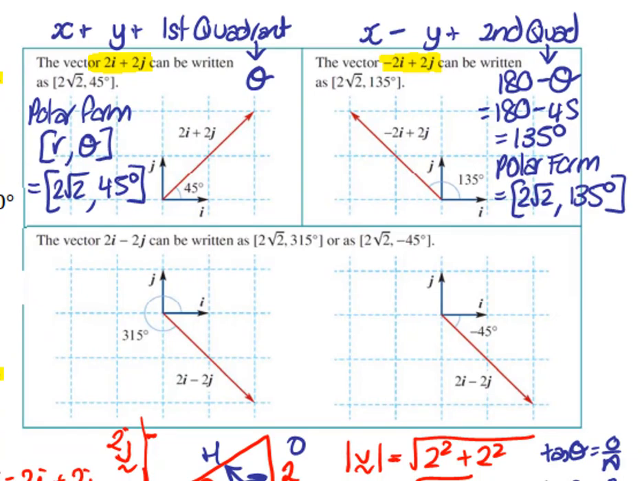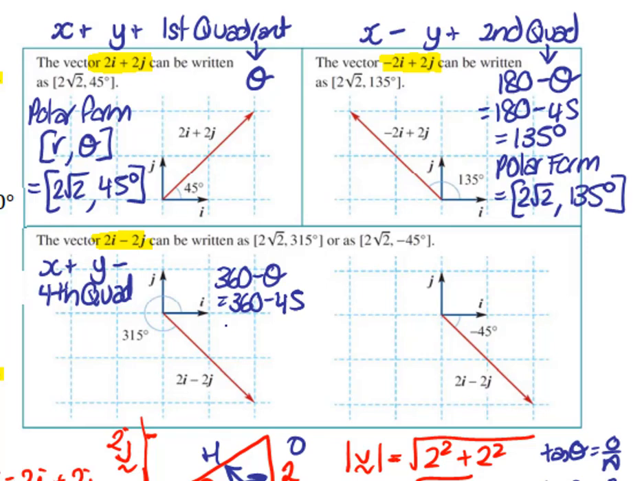Last one, I've got 2i minus 2j. So x is positive, y is negative. So I'm in my fourth quadrant. Now we have two options here. We can go, as in this first diagram, 360 minus theta, which is 360 minus 45, which is 315 degrees.